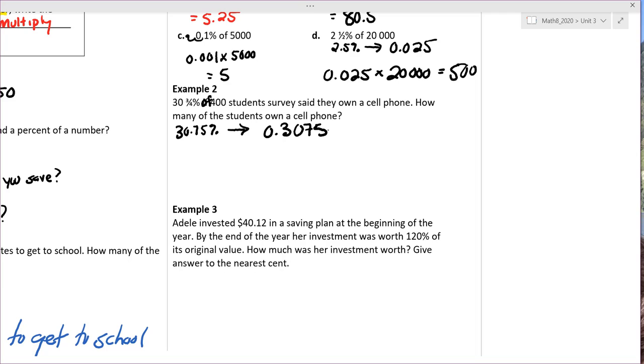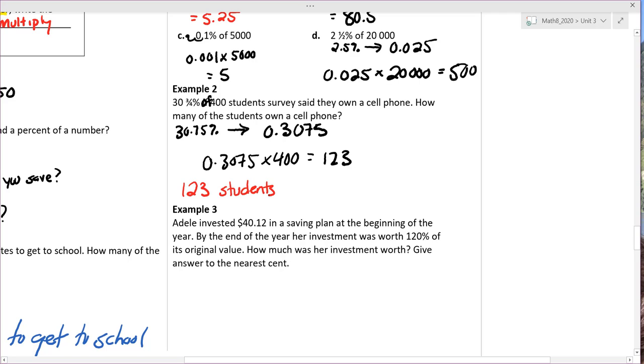So, of 400 students, so 400 students were surveyed, so we go 0.3075 times 400 equals 123. Thank you, Jared. So, 123 students have phones. So, I'm going to do a little statement. 123 students have phones. Okay.